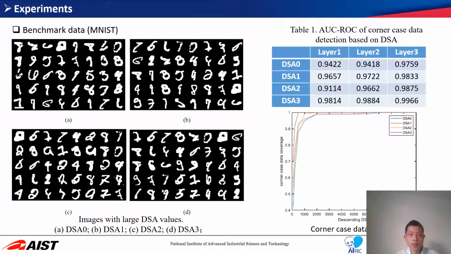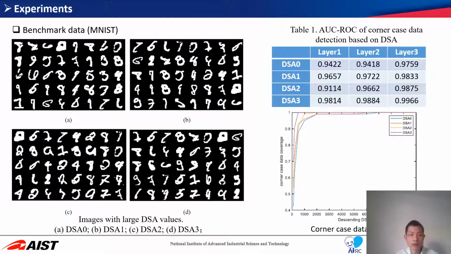Then, based on the four canons of the DSA definitions, we can implement an experiment on a benchmark dataset, such as the MNIST data for digital number recognition. By calculating the four canons of DSA values on the last layer of the DL model, we can draw out images with high DSA values.